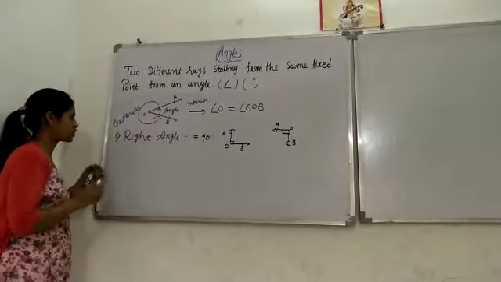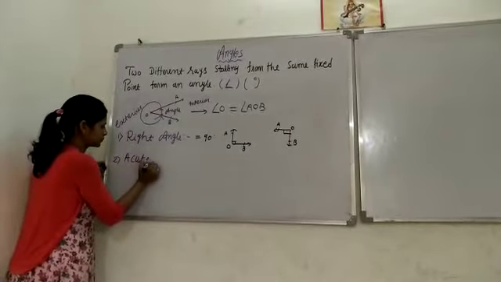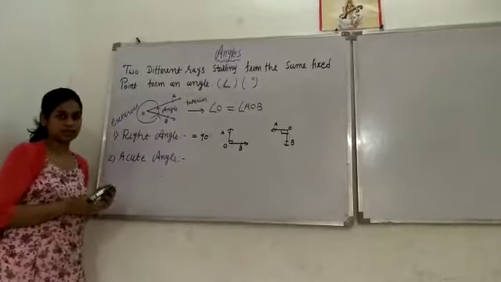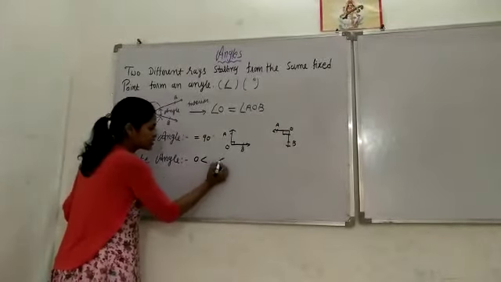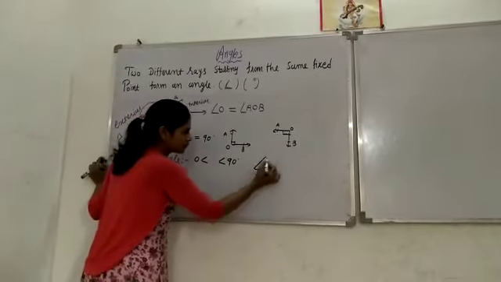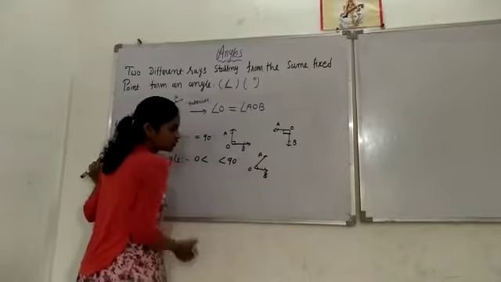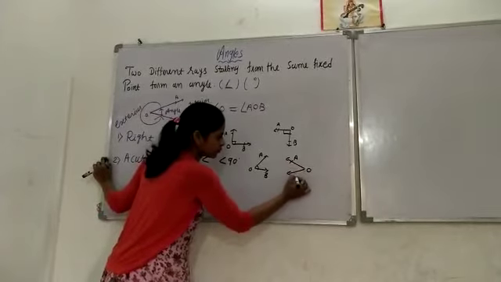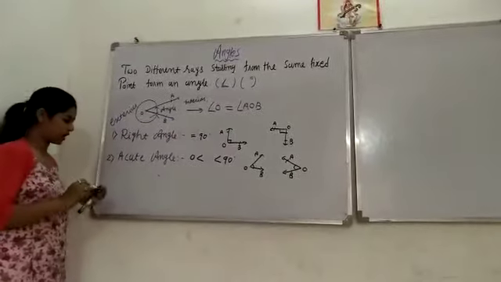Now the second type of angle is the acute angle. An acute angle's measurement lies between 0 and 90 degrees. Its figure looks like this, AOB this or this. This is an acute angle.